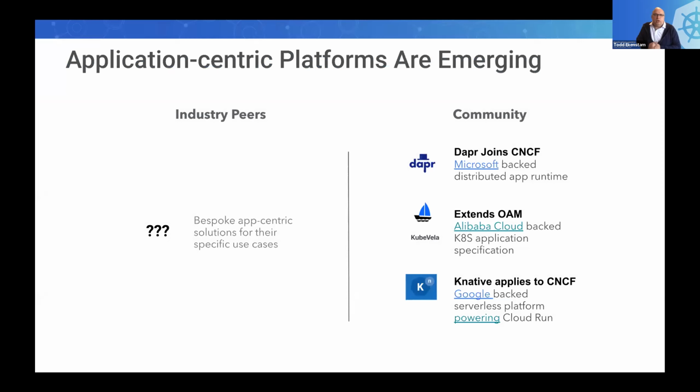And so with that in mind, there are application-centric platforms emerging, right? We've been talking to industry peers, and a common thread is that a lot of companies are developing their own custom solutions for this problem. Each might be tailored to their own use cases. We also see a lot of work in the community. Dapr is a higher level development abstraction. Is there something corresponding that we can do on the infrastructure side? There's a project called KubeVela that's open source, but also mainly backed by Alibaba, that allows you to have a similar application specification to what I just described. And Knative is applying to the CNCF. There are other projects coming out from vendors that allow this kind of application-centric platform.